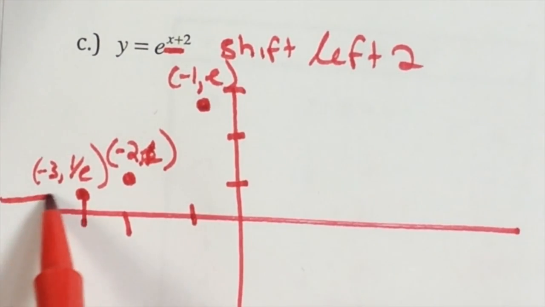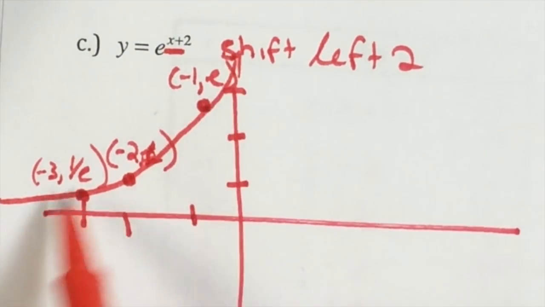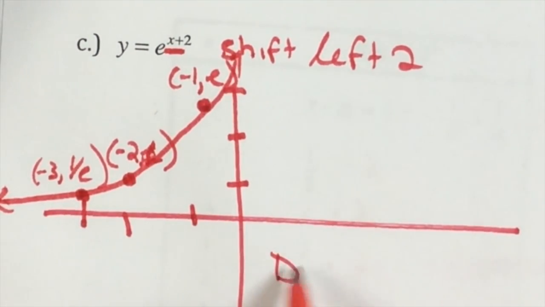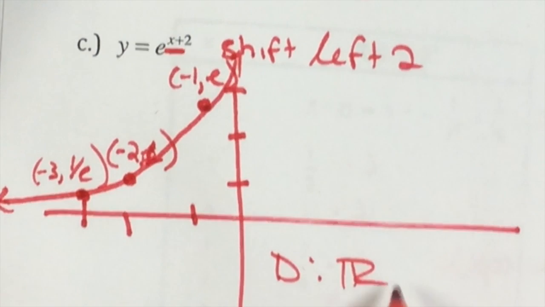Once I get my points, we're growing exponentially. So again, the domain is all reals. The range is y is greater than 0.